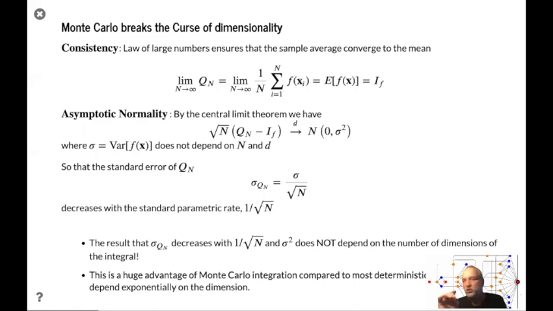Now you don't only get consistency, that is, as n goes to infinity, you're going to nail it. You also get asymptotic normality, which allows us to do inference on our approximation of the integral. So by the central limit theorem, if you take our estimate, this is just a sample average, call it Qn to emphasize it's a function of n. It depends on the number of observations. This is our estimate, our sample average, our Monte Carlo estimate.